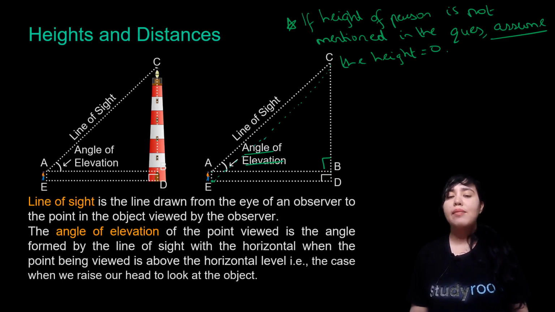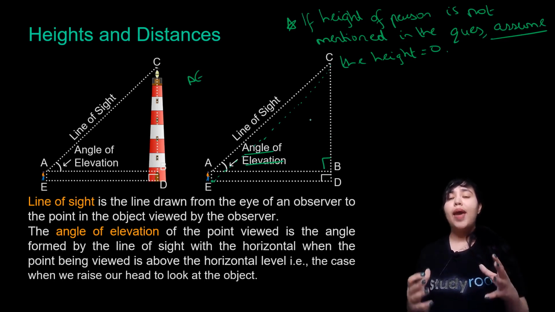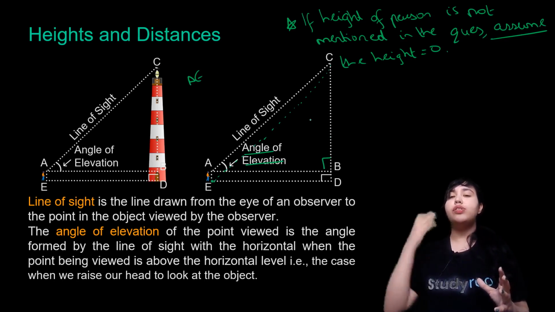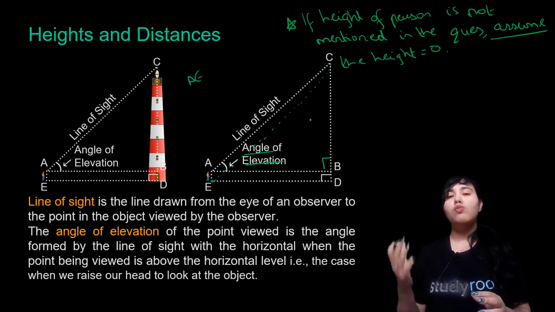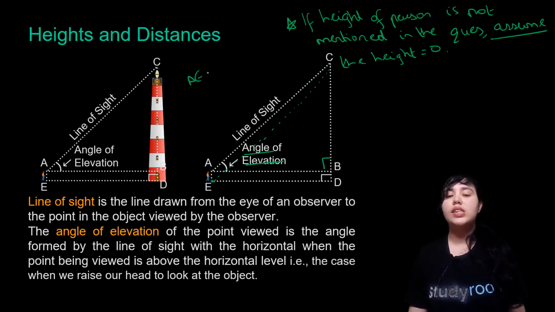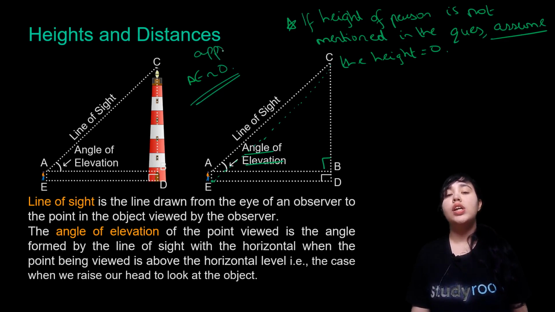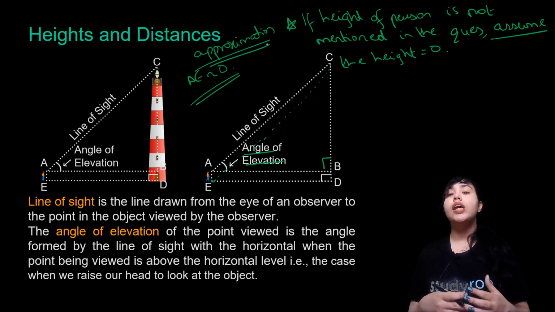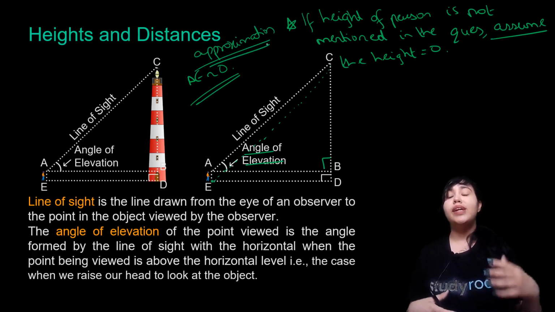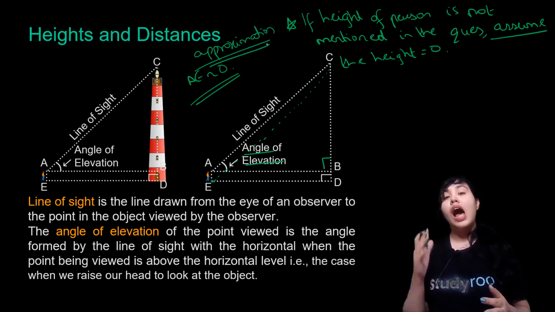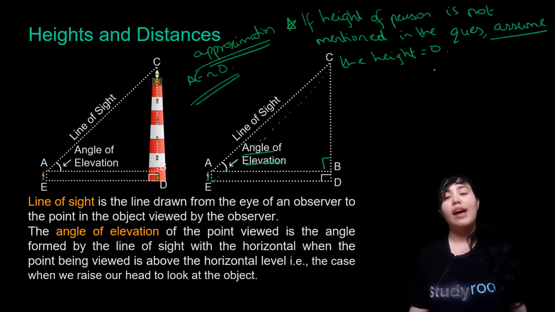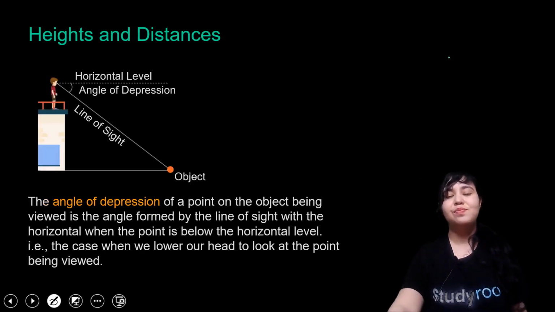Now why am I taking AE to be negligible? Because if you compare yourself with the height of a tower or a building, you're obviously very small in front of it. So we can assume AE to be 0 in this case. Basically your height can be assumed to be 0. This is an approximation that we can make use of to simplify our calculations. Many a times we'll be making this approximation that we consider the height of the observer to be 0. Until and unless it is specified in the question, you have to take it to be 0. Please make sure of that.